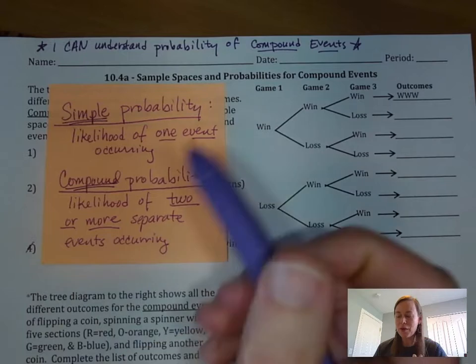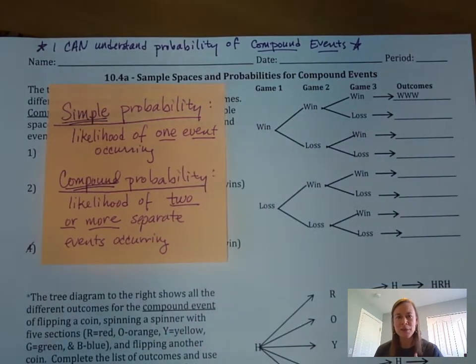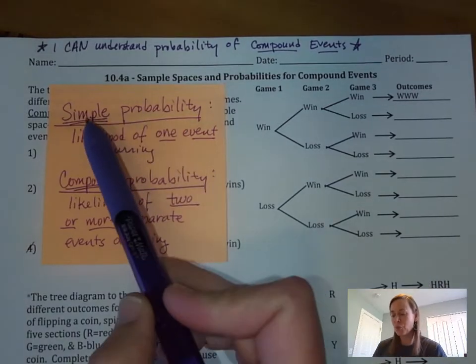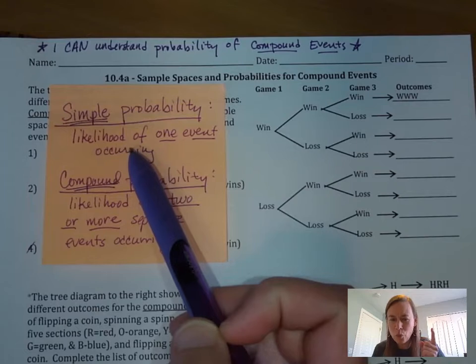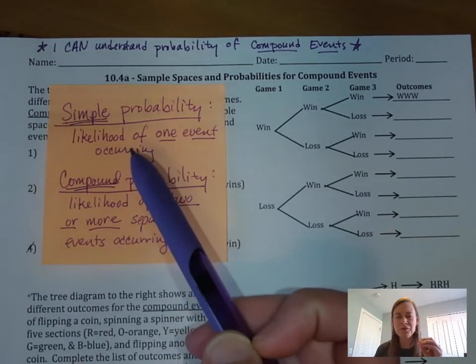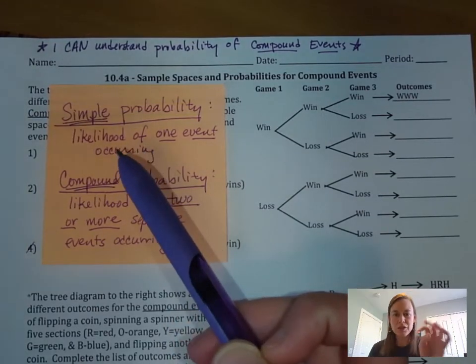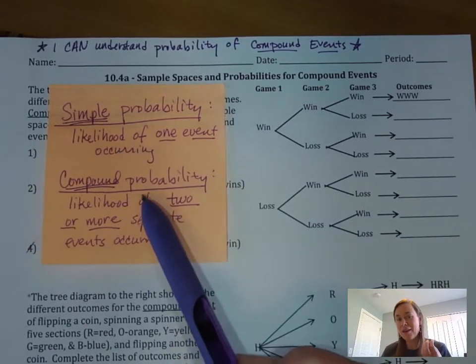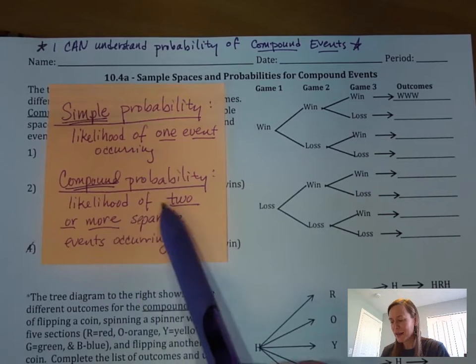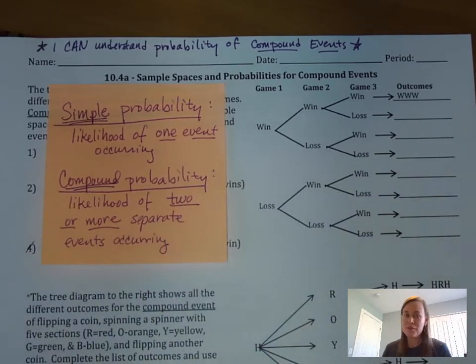Since we're talking about compound events today, let's talk a little bit about the difference between compound events and simple events. So with simple probability, that is the likelihood of one event occurring. Maybe you flip a coin one time, or you draw one card out of a deck, something like that. Now with compound probability, that's the likelihood of two or more separate events occurring.